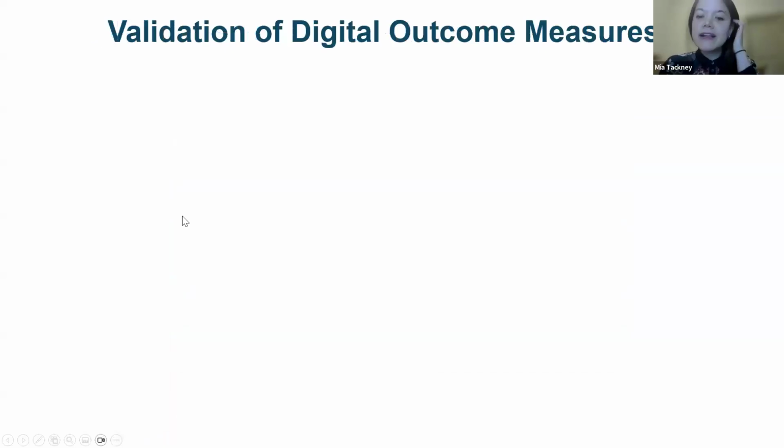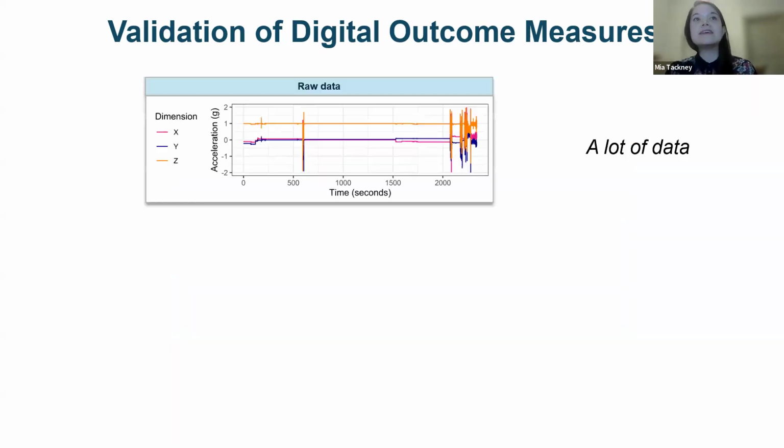Now, when it comes to validating a digital outcome measure, something we have to keep in mind is that the data just looks very different compared to the data you get from in-clinic assessments. So first of all, you just have quite a lot of data. What I'm showing here is what accelerometer data looks like for just about 30 minutes. They take measurements 100 times per second in 3 dimensions. So it gets very heavy very quickly.